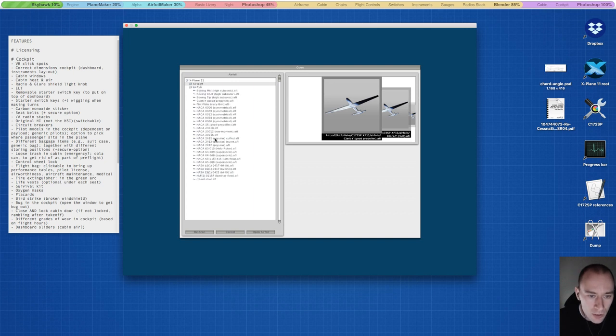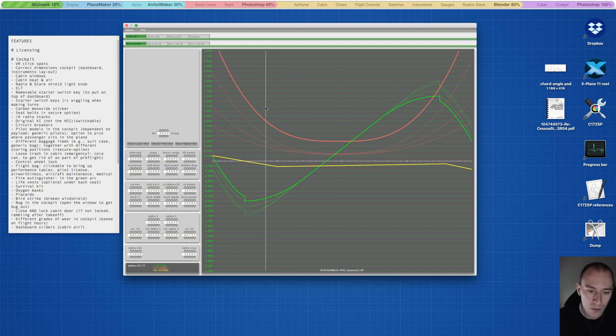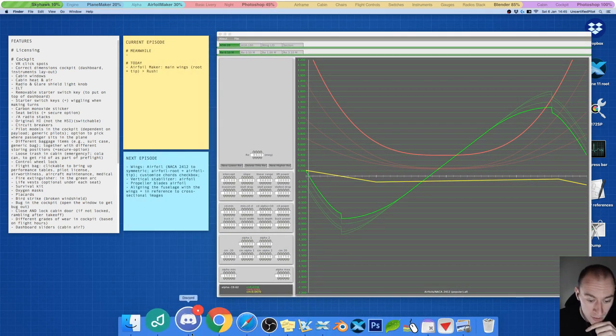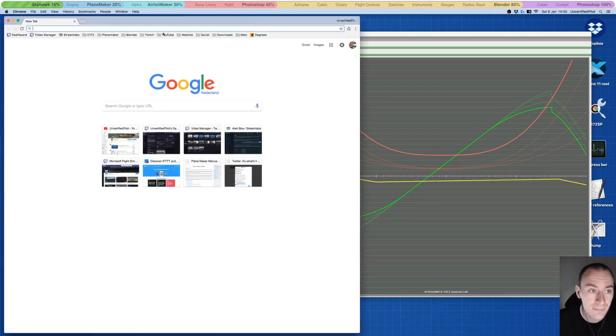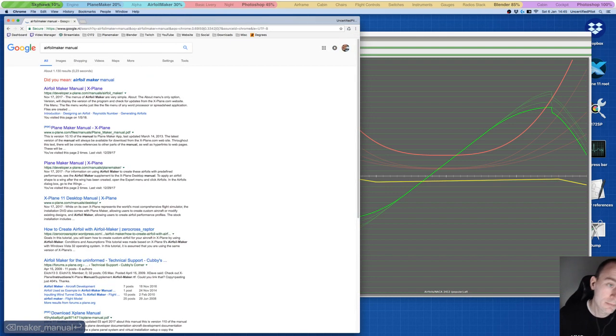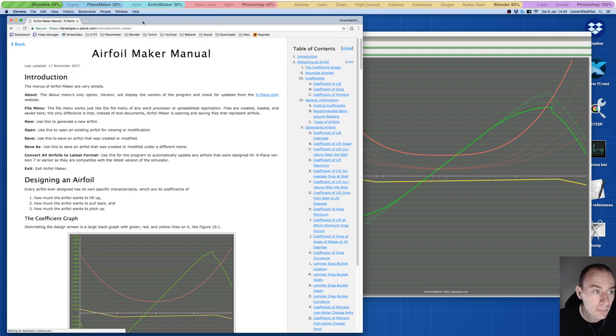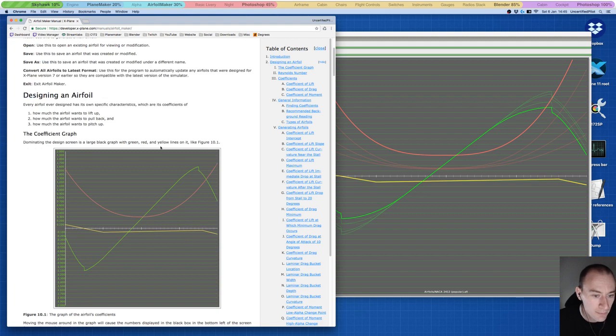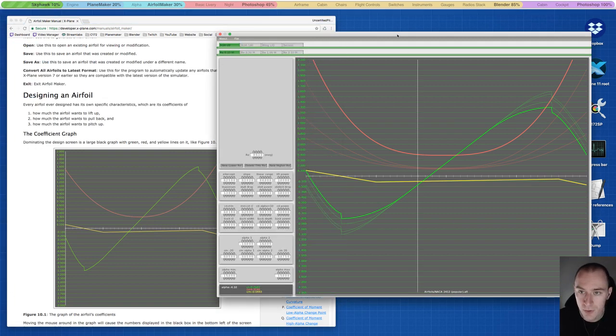So what I did was just load up the 2412 popular that we also assigned to all of our wing sections, and this is what we see. This is AirfoilMaker. And there's also an AirfoilMaker manual that we should go through actually. I just scanned through it. It's pretty much the same as our PlaneMaker manual. So it's just one big page.